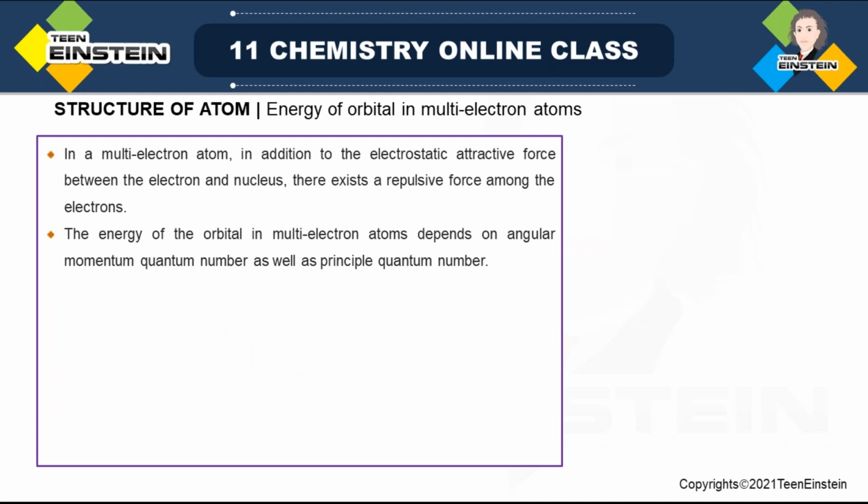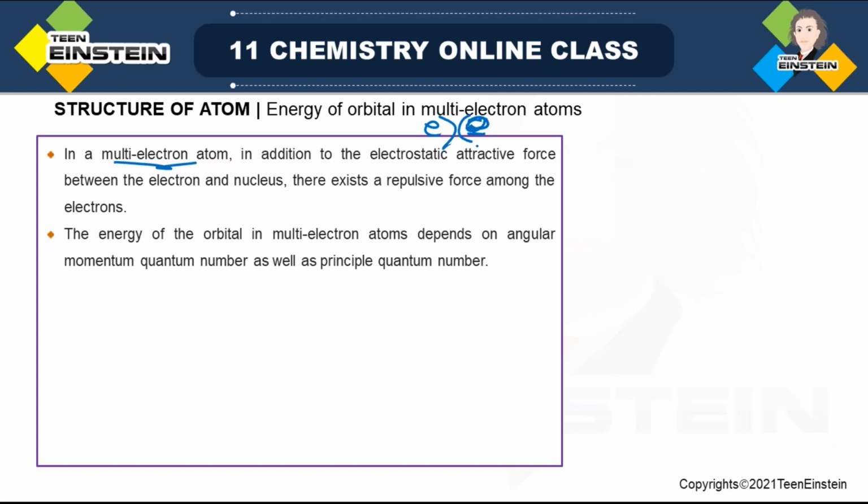Energy of orbital in multi-electron atoms. When it is a multi-electron atom, it is not that you have only one electron. What will happen? Some more things you can now see. We know that when it is a single electron, there is attraction between the nucleus and the electron. So it is an electrostatic attractive force, because it is a force between two opposite charges, the electron and the nucleus, positive and negative. But when there is more than one electron, so minimum 2 electrons are there, it may be more than that, but minimum 2 electrons, there will be repulsion between these two negative charges.